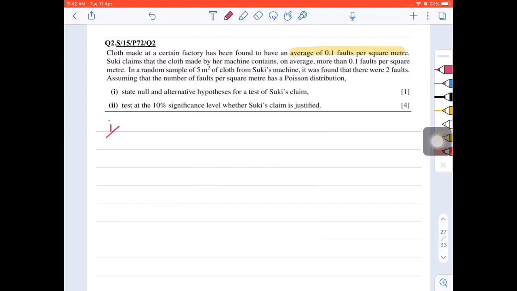So there were 0.1 flaws per square meter, but Suki was taking a random sample of 5 square meters. So that will be 0.1 times 5, that is 0.5. So H0 will be lambda equals 0.1 times 5, that is lambda equals 0.5, and H1 will be, Suki claims that the cloth made by her machine contains on average more than 0.1 flaws, so lambda is greater than 0.5. This is the alternative hypothesis. So that's the first part.